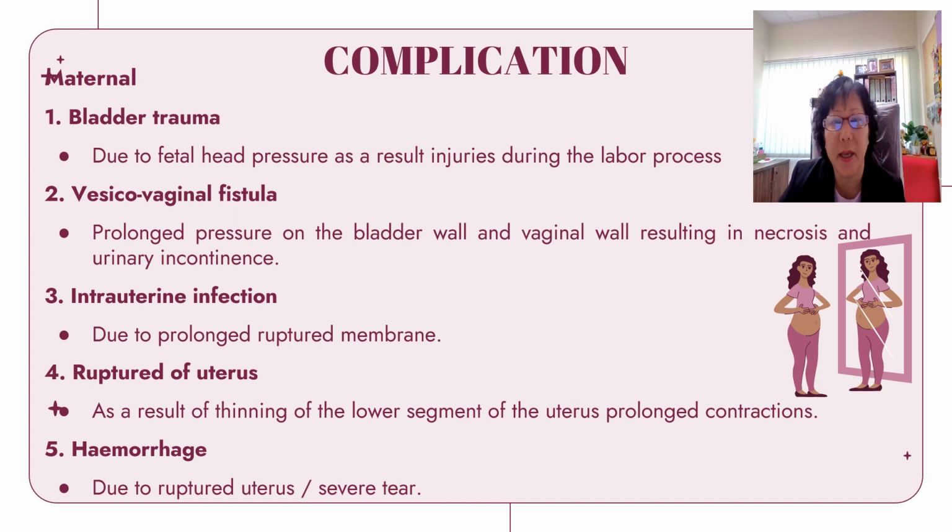Let's have a look at the complications of obstructed labor to the mother, that is, maternal. Number one, bladder trauma due to the fetal head pressure, resulting in injuries during the labor process. Number two, vesicovaginal fistula because of prolonged pressure on the bladder wall and vaginal wall, resulting in necrosis and urinary incontinence. Number three, intrauterine infection due to prolonged ruptured membranes. Number four, rupture of the uterus as a result of tightening of the lower segment of the uterus and prolonged contraction. Number five, hemorrhage due to rupture of the uterus or severe tear.